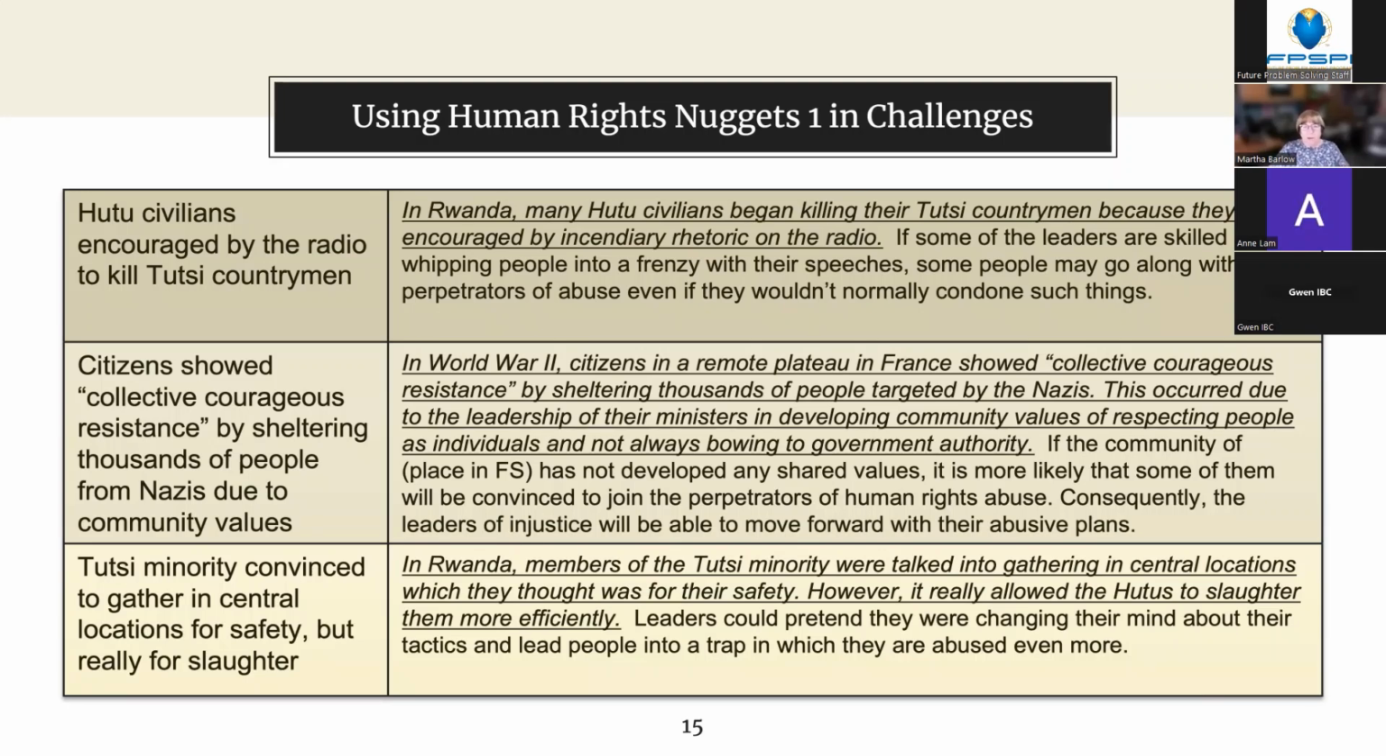So, for example, in Rwanda, many Hutu civilians began killing their Tutsi countrymen because they're encouraged by incendiary rhetoric on the radio. So if some of the leaders are skilled at whipping people into a frenzy with their speeches, some people may go along with the perpetrators of abuse, even if they wouldn't normally condone such things. So, an example of how to use that research nugget, and a couple more examples here too that you can certainly take a look at when you get that copy of the slide. So I won't read through all of them.